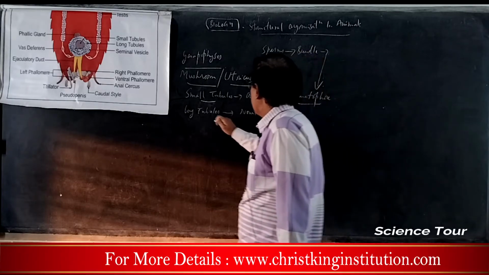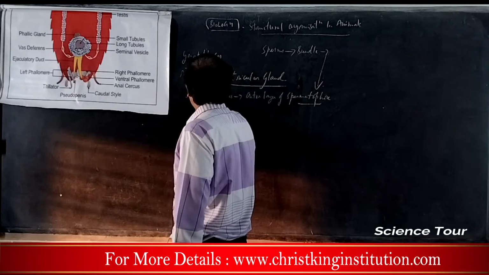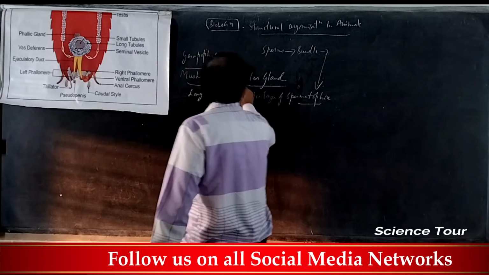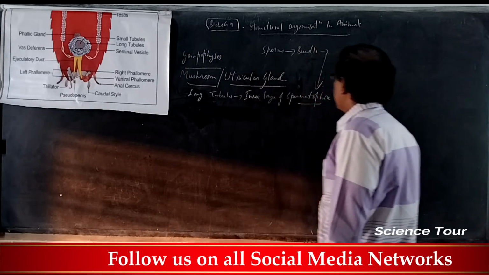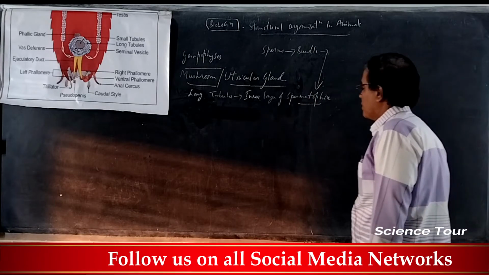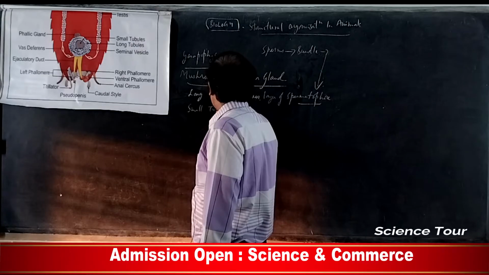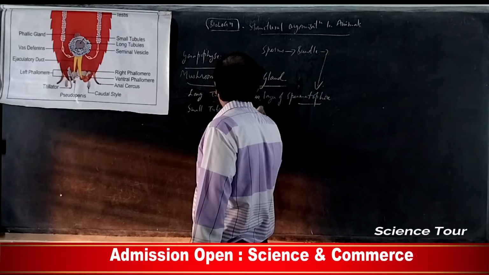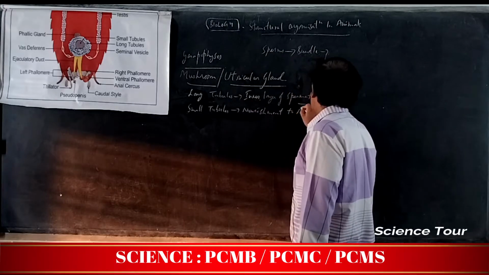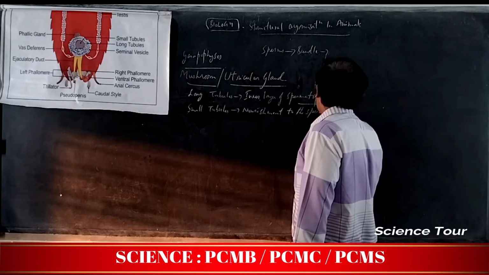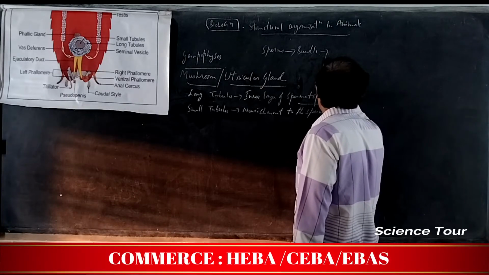Sorry, outer layer, it is secreted by the long tubules, not short. Not outer, inner. So the long tubules secrete the inner layer of the spermatophore, okay, and the small tubules provide nourishment to the sperms. Important for CET, NEET, not for the board.